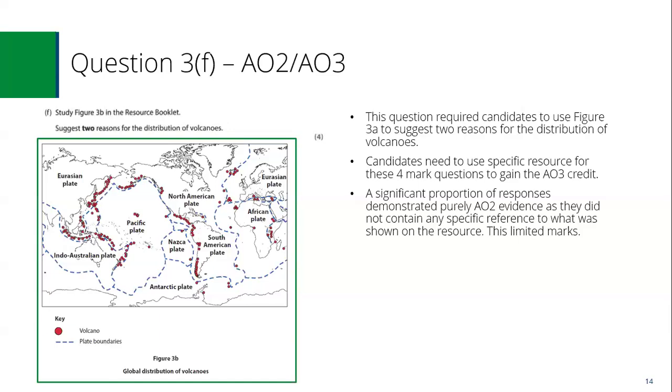In this case, question 3, another resource question for 3B, suggests 2 reasons for the distribution of volcanoes. This question obviously required them to use the resource to suggest these reasons. Candidates needed to be specific for this for 4 marks, and a significant proportion of responses demonstrated purely AO2 evidence, as they did not contain any specific reference as to what was shown on the resource. So as you can see, it became a bit of an issue because they just sort of gave 2 reasons why, rather than an explanation of those.